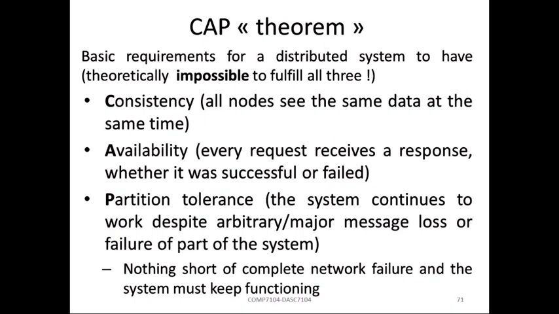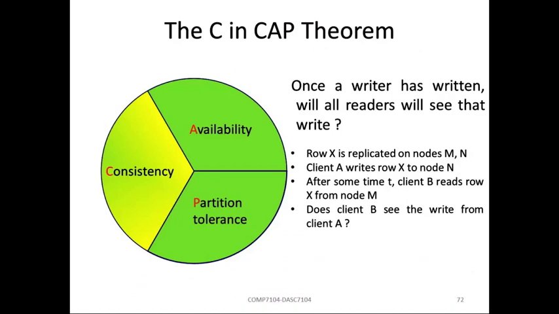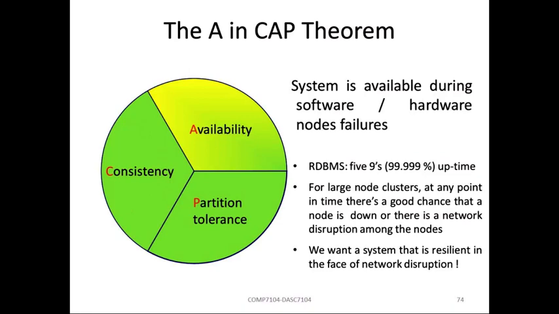consistency and availability. So basically, the C in the CAP theorem is about: once a writer has written an object, does the system guarantee that all readers will see that value? So this should be already clear. The availability feature is basically about: is the system available regardless of the failures it may encounter.